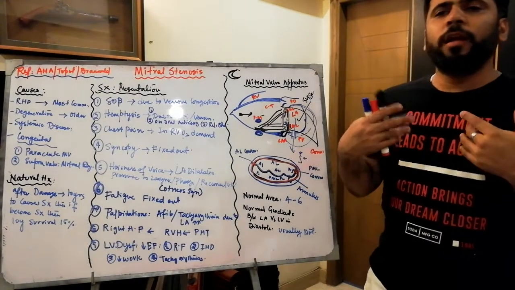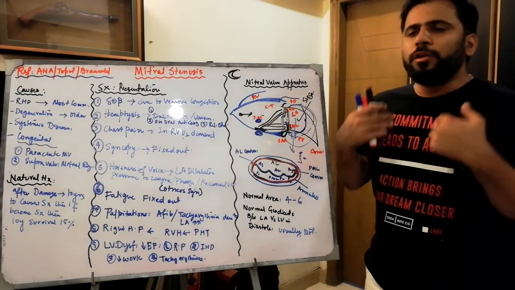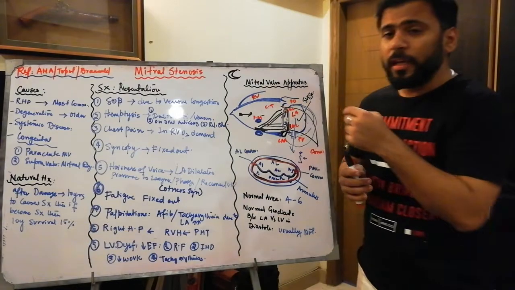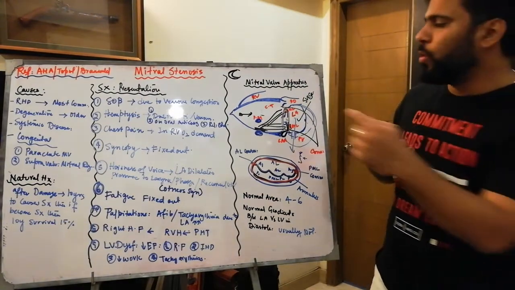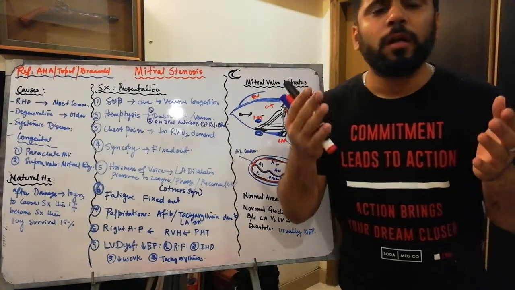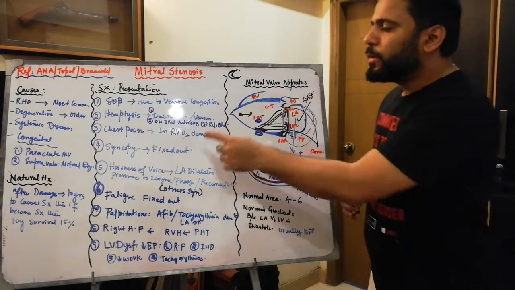If anything occurs or LV needs more blood, obviously it won't give more blood towards the system, and if there is no more blood towards the system, it can cause syncope. Number one.